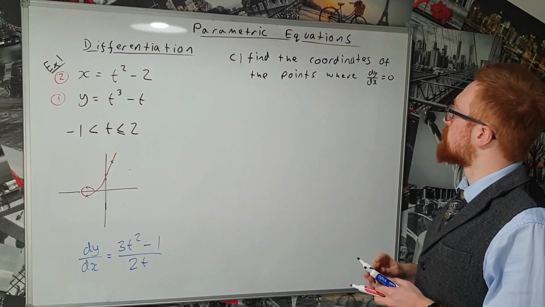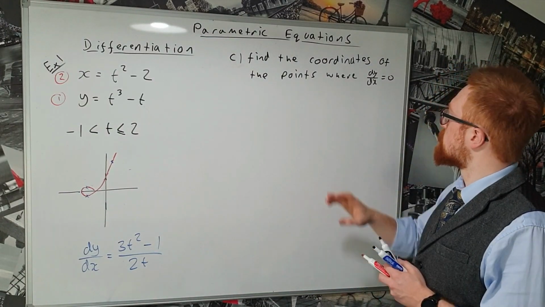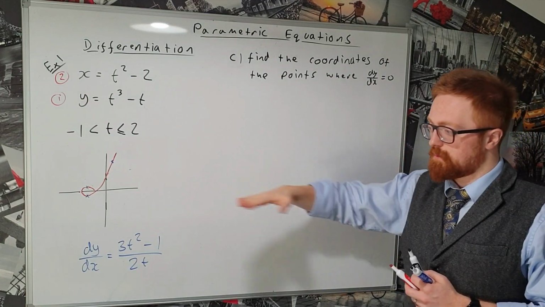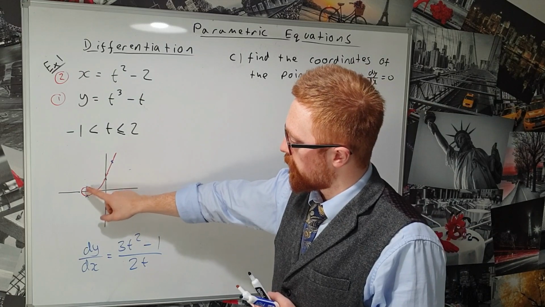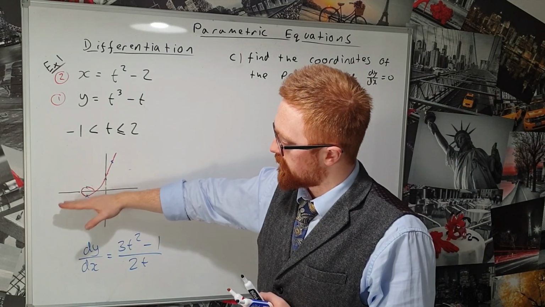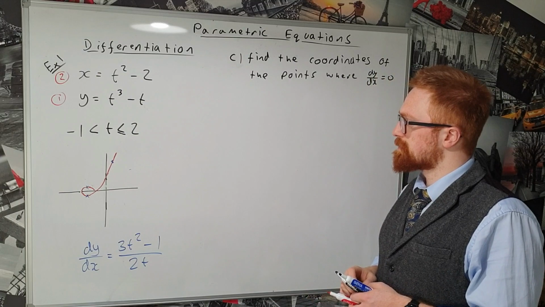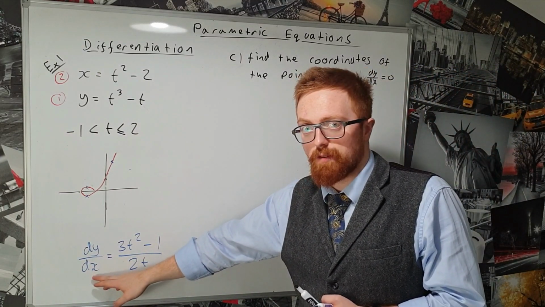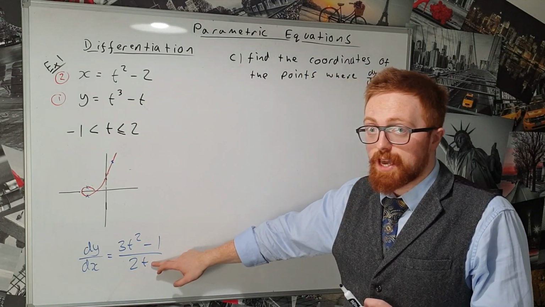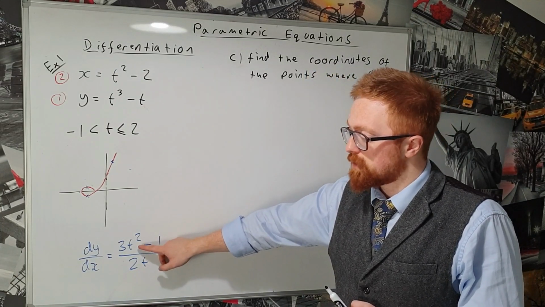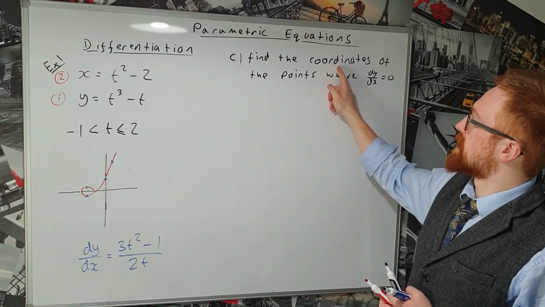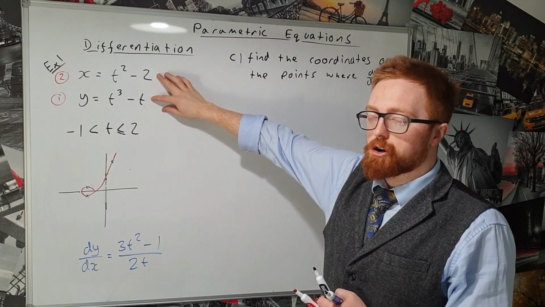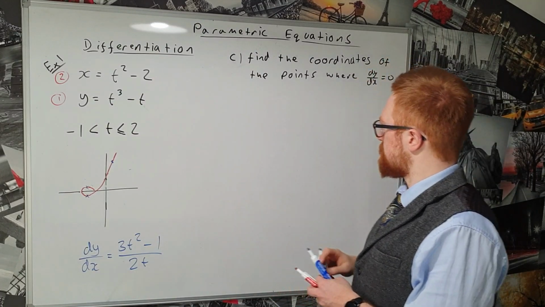Okay, on to part C. So we're now asked to find the coordinates of the points where dy dx is equal to 0. So remember, a 0 gradient means that our tangent is horizontal. So we're after these 2 points here, where the tangent to the curve is horizontal. So our general strategy is going to be to set dy dx equal to 0 to give us a value of t, or some values of t. And then once we've got those values of t, the question does ask for the coordinates, so we need to substitute that in for x and y to get our corresponding x and y coordinates.